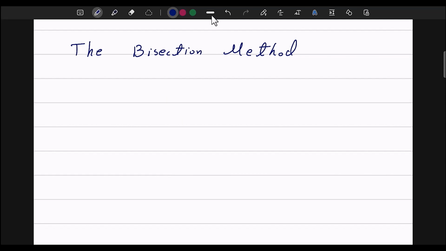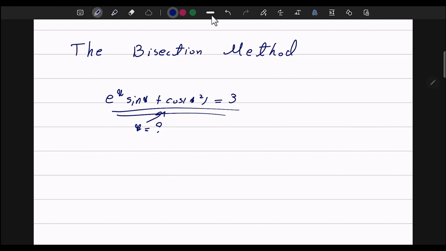Hey everyone, I'm Arsha Niksa, and in today's video we'll be talking about the bisection method, which could be utilized to solve single variable equations. So let's say you have a complicated equation like this: e to the power of x sine of x plus cosine of x squared is equal to 3. And you want to find the x's that satisfy this equation. So for what x's could this equation be satisfied?